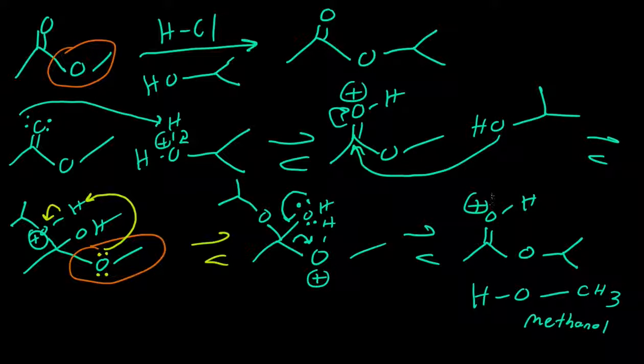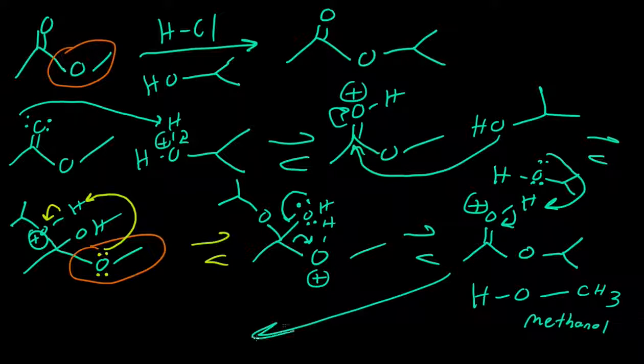The last step would be to use another molecule of our alcohol, which would be HO. We would use a lone pair to just deprotonate this hydrogen, shift those electrons back onto that oxygen, just to give our final product to look like that, which is what we have up here. So that is the mechanism for transesterification.